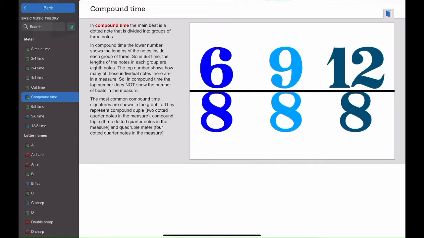6/8 has 2 beats that are 2 dotted quarter notes. Each one of them has 3 eighth notes, so there are six eighth notes. 9/8 has 3 dotted quarter notes, and 12/8 has 4 dotted quarter notes. So 9/8 has 3 beats, 12/8 has 4 beats, 9/8 has nine eighth notes, and 12/8 has twelve eighth notes. But unless the music is very, very slow, you would always group those notes into dotted quarter notes. So that is what you are supposed to know about this.